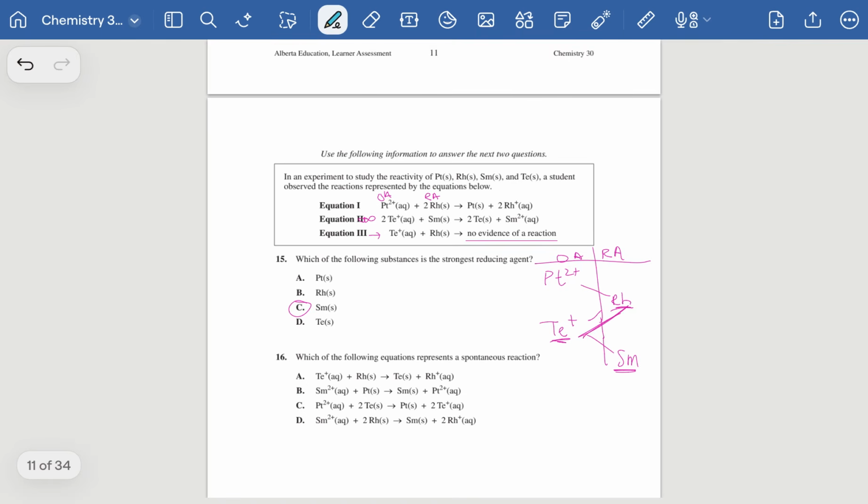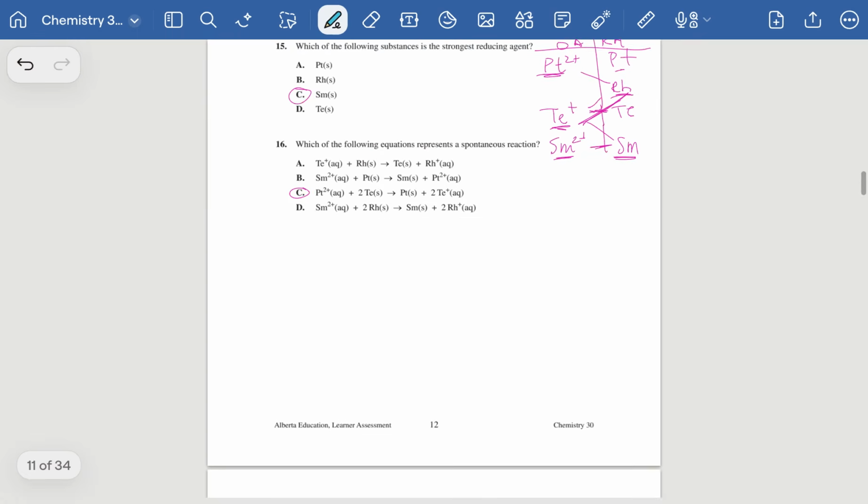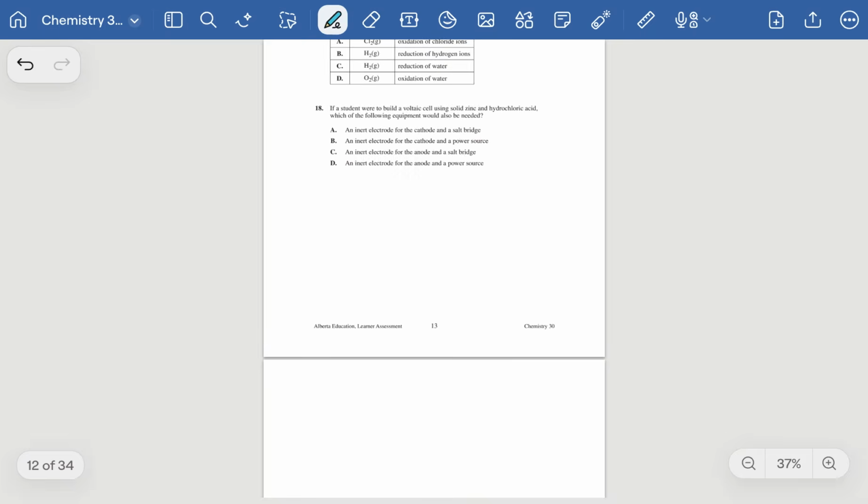So SM2 positive, that would be here across from its metal, and PT would be here. That means your RA is higher than your OA, so non-spontaneous. And then PT2 positive is here. TE would be over here across from TE2 positive. Your OA is higher than your RA, so that one's spontaneous. And you can double check D and see that it is also non-spontaneous. So hopefully we can be confident that we have done it correctly.